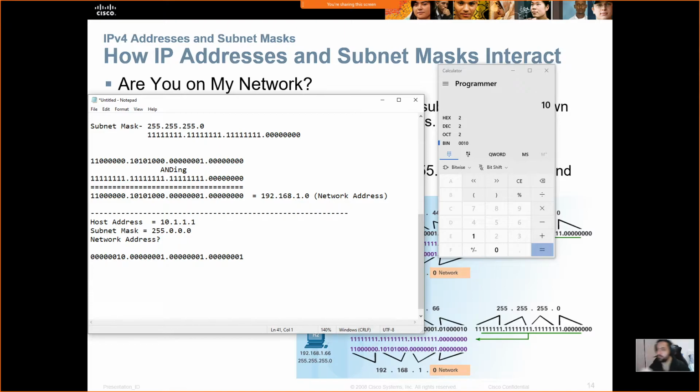And what's the binary conversion, guys, of the subnet mask 255.0.0.0? Anyone? Quickly, guys. It's 8 ones, 8 zeros, 8 zeros, 8 zeros. Okay.